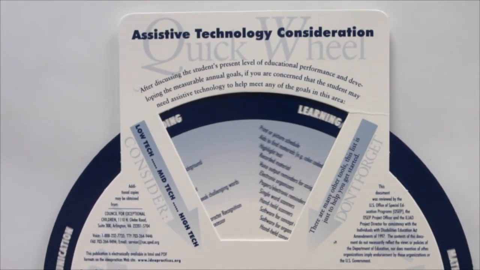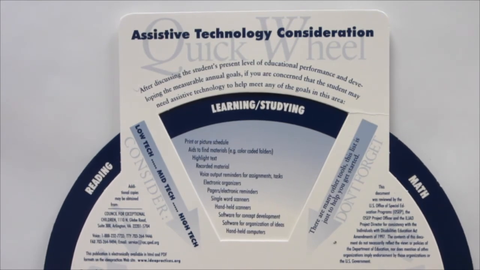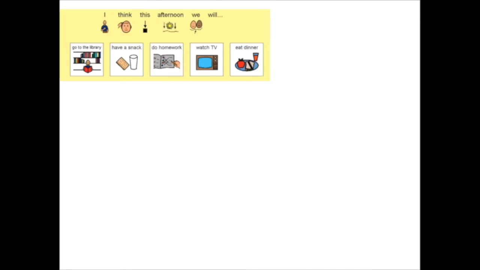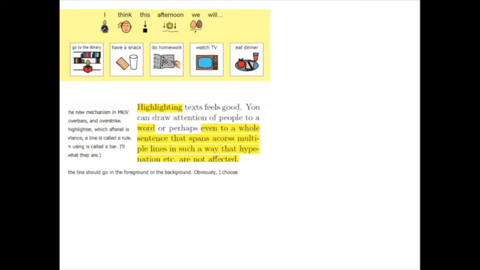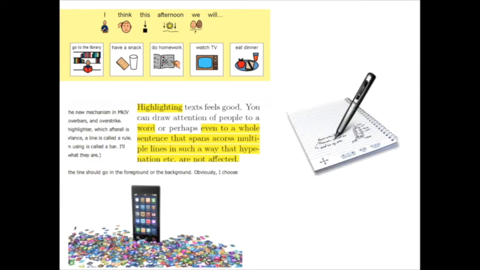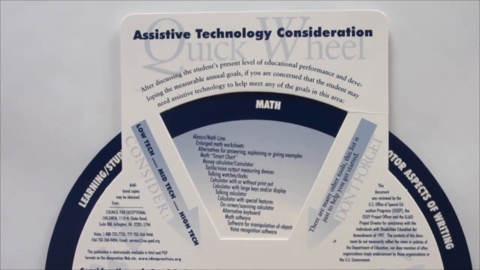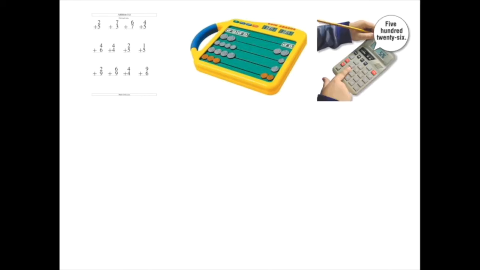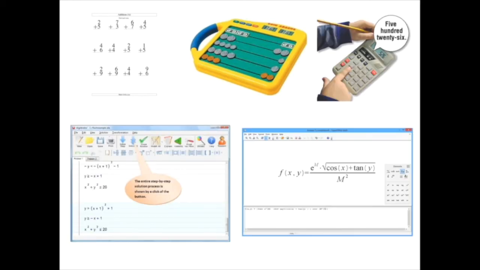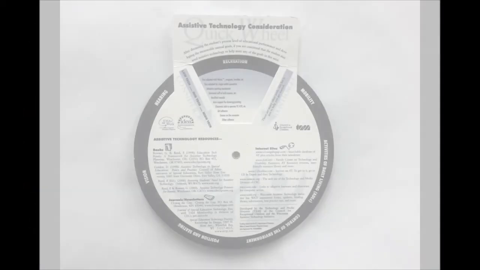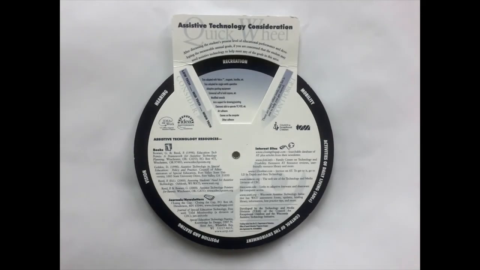Consideration for learning and studying. Picture schedules, highlighted text, electronic organizers, and the LifeScribe Smart Pen. Consideration for math assistive technology can include enlarged math worksheets, visual money calculator, talking calculator, and math software. Additional areas to consider are included on the other side of the wheel.